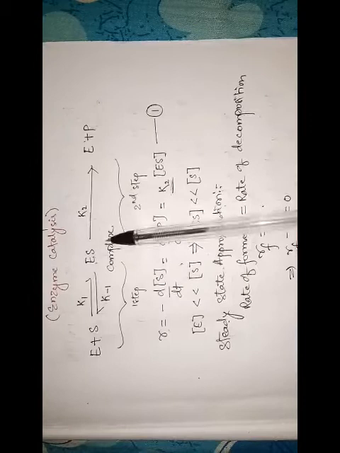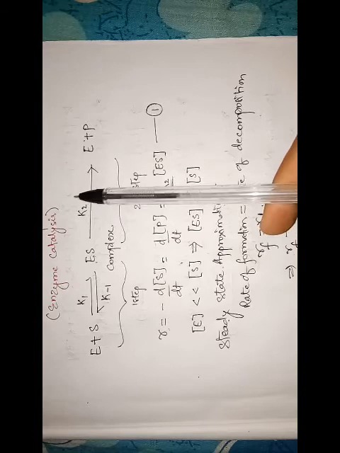If in this process some other intermediate is there, then also for that intermediate we can apply the steady state approximation, and we will equate it in this manner. The rate of change of concentration of that intermediate is equal to the rate of formation of that intermediate minus the rate of decomposition of that intermediate, and it has to be set to zero.